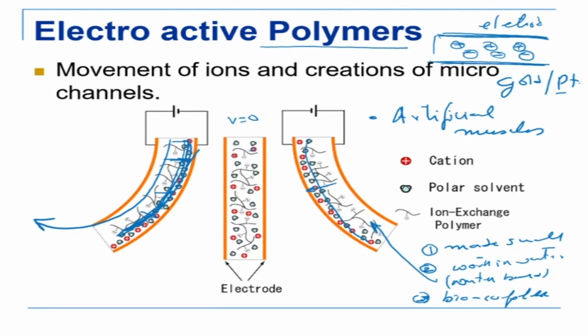There are a lot of devices which have been made. The disadvantage is that they are not very strong because they are polymers. They cannot produce very high torque, but they can produce very high deflection.